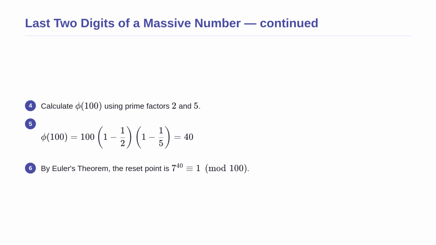To use the theorem, we first need to discover the reset point where the remainder becomes 1. We do this by calculating phi of 100. Using the standard formula with the prime factors of 100, which are 2 and 5, we find that phi of 100 equals 40. This means there are exactly 40 numbers less than 100 that are co-prime to it. According to Euler's theorem, raising our base of 7 to this power of 40 will leave a remainder of 1. This gives us our magic reset point. 7 to the power of 40 is congruent to 1 modulo 100.